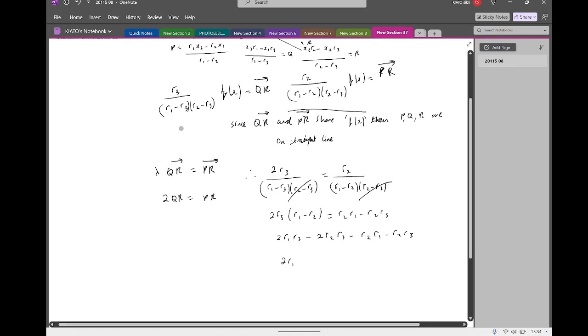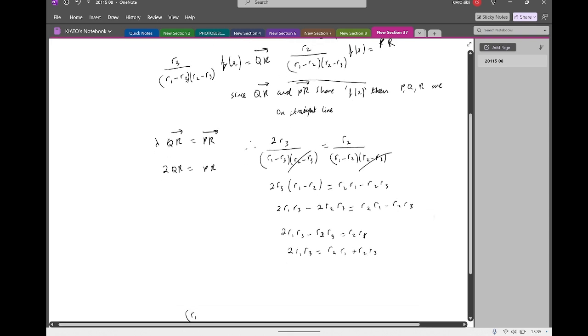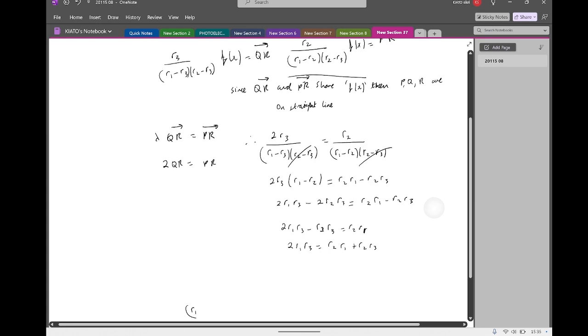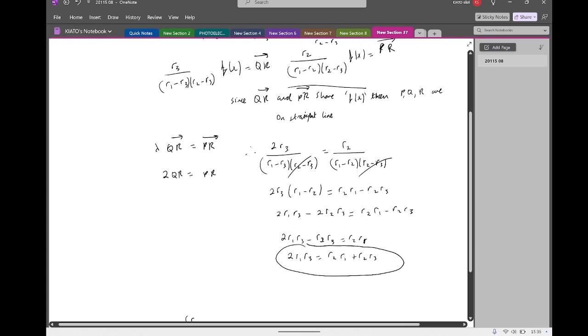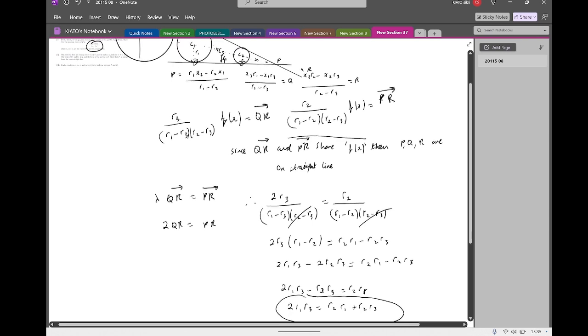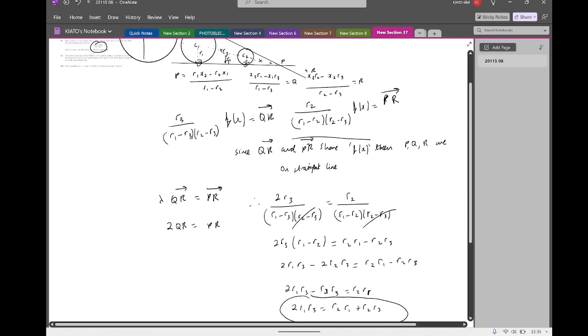We get 2 R1 R3 minus, we get that to the other side, which is R1 R2 R3 is equal to R2 R1, and then 2 R1 R3 is equal to R2 R1 plus R2 R3. And yeah, that's our condition. That is literally the condition for this to hold true. That's literally it. That's like the whole question done.